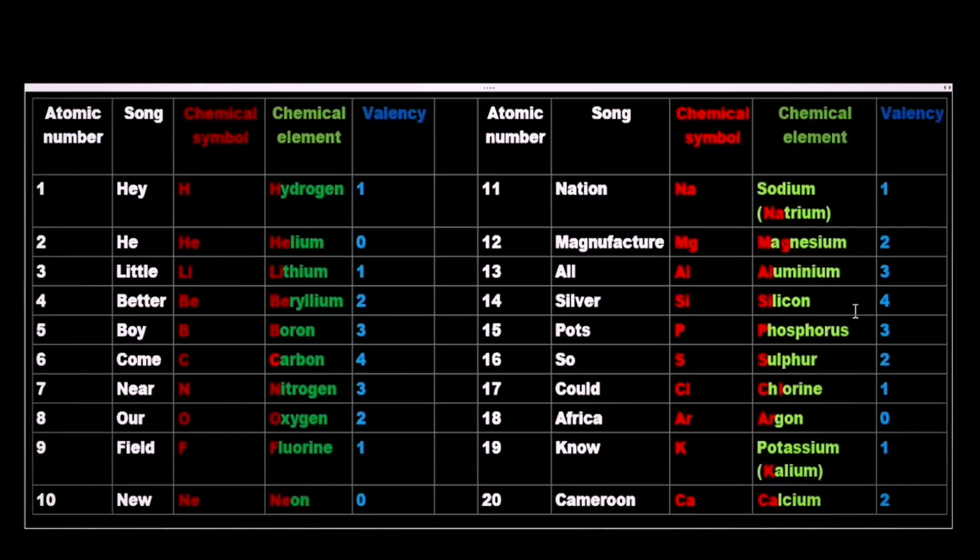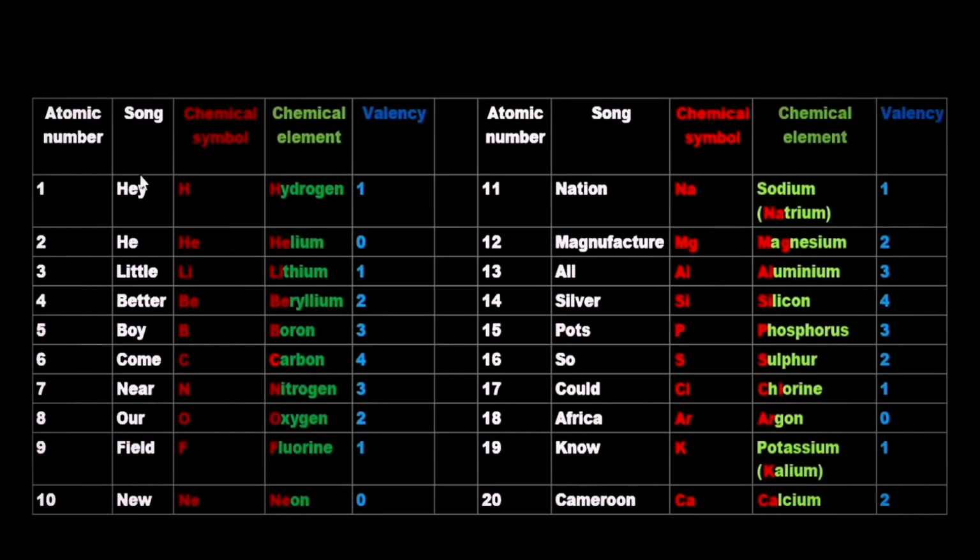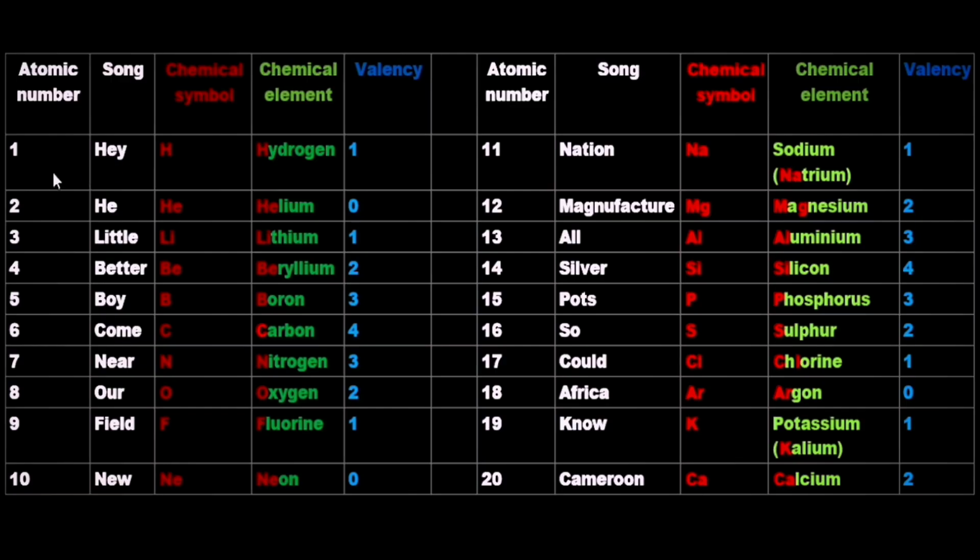In this video, we are going to consider the first 20 elements. We have numbers here labeled as atomic number from 1 to 10, and on this other side from 11 to 20. For you to easily write them in order, you have to form a song, or you can follow this one. The song goes as follows.